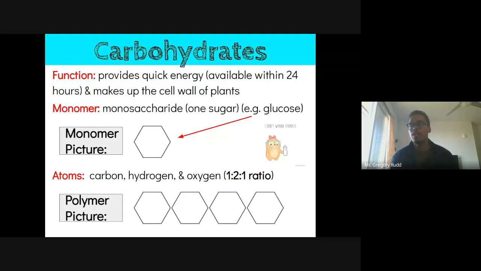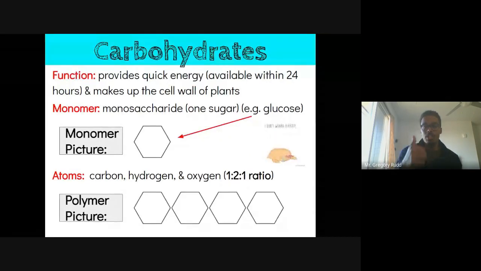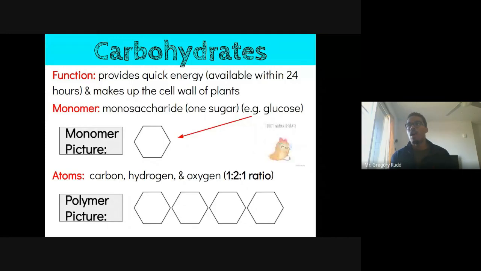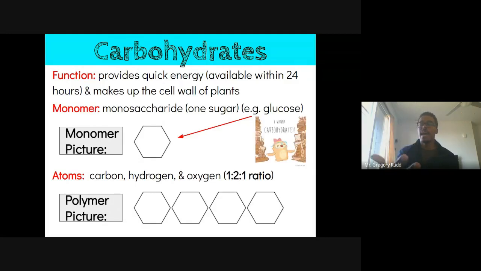I'm going to show you all a chart that'll be handy, and I want you all to copy down. But if you can memorize those four things, the function, the monomer, the atoms, and some examples of all of our four organic compounds, then you will be A-okay. That's the big gist of this first unit: the function, the monomer, the atoms, and examples.